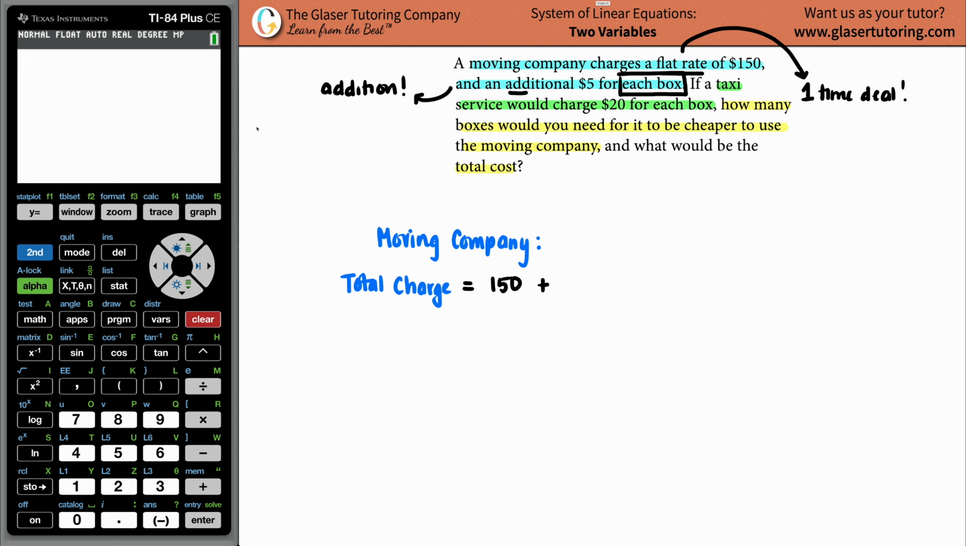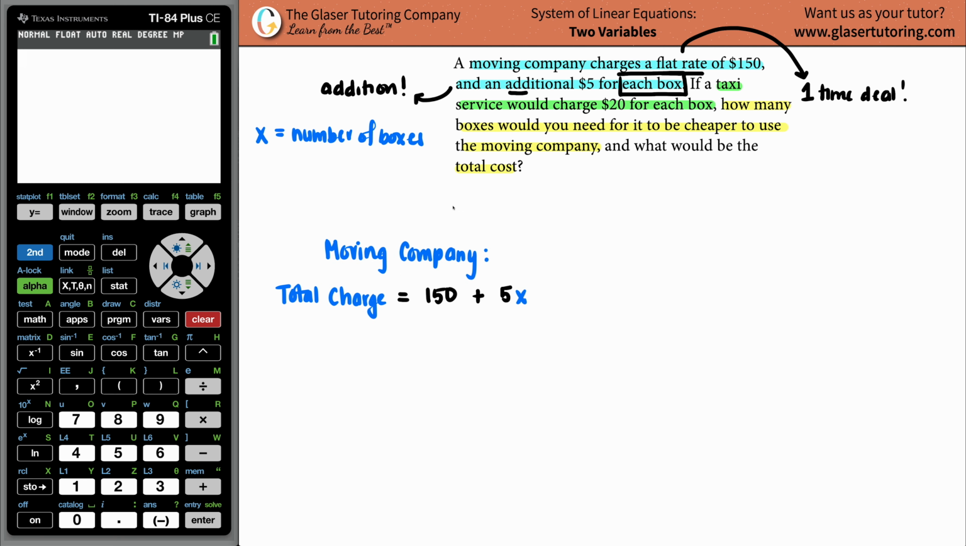And in this case, I'm just going to say that x represents the number of boxes. But for each box, I have to pay $5. So if I have 1 box, 1 times 5 is 5. I got to pay $5 extra. But if I have 2 boxes that I have to move, 2 times 5 is 10. 3 boxes, I have to pay an additional $15. So how would I represent that as the formula? Well, it's the $150 flat rate plus $5 for every box. So it's 5 times x. And that is the total charge for the moving company.